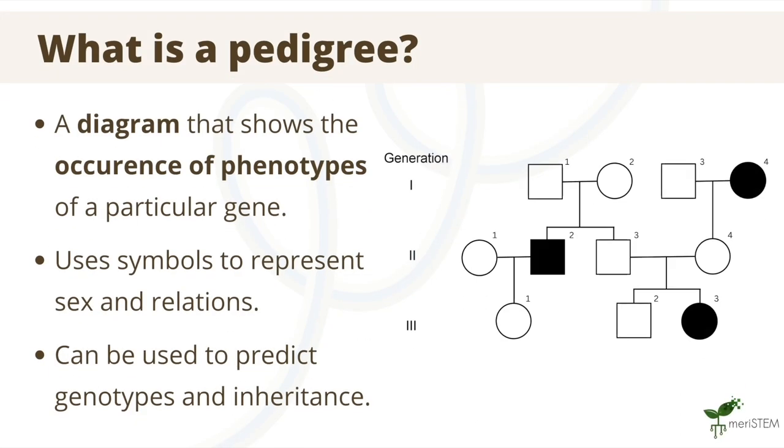So now we will get onto what a pedigree is. It is a diagram that shows the occurrence of phenotypes of a particular gene within a particular family. In this example on this slide, we see a family with three generations: four grandparents, four parents, and three grandchildren.